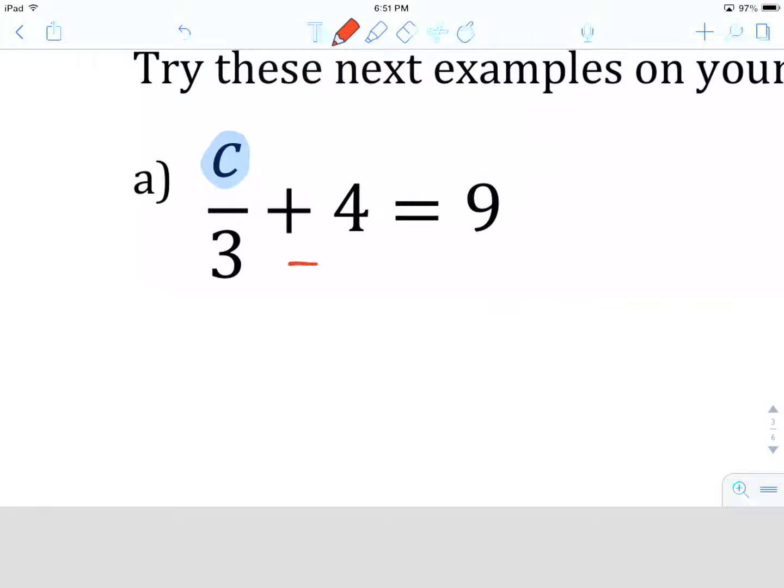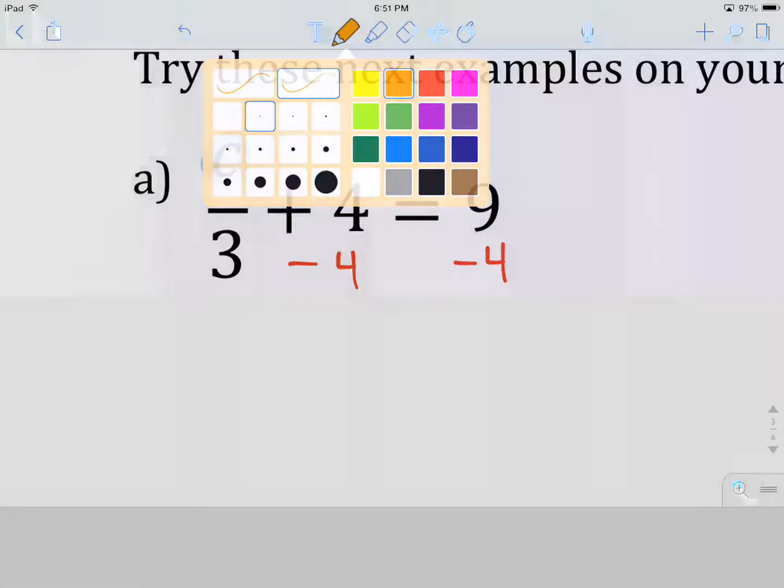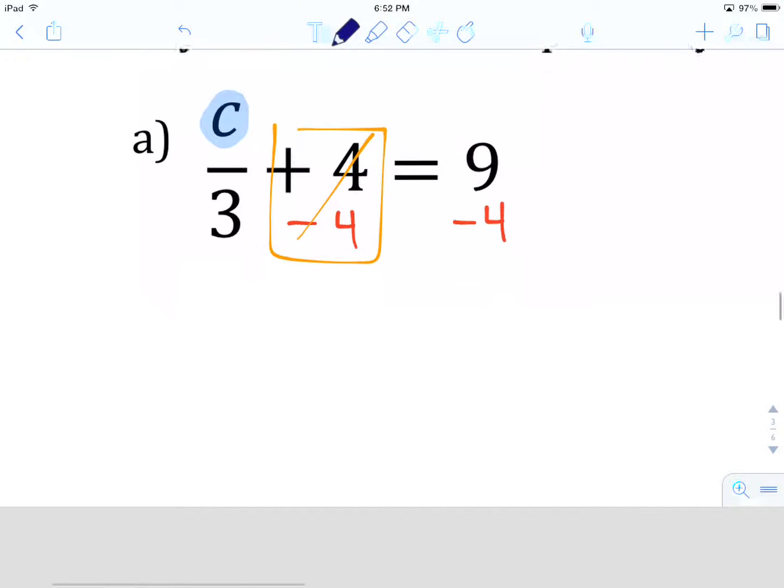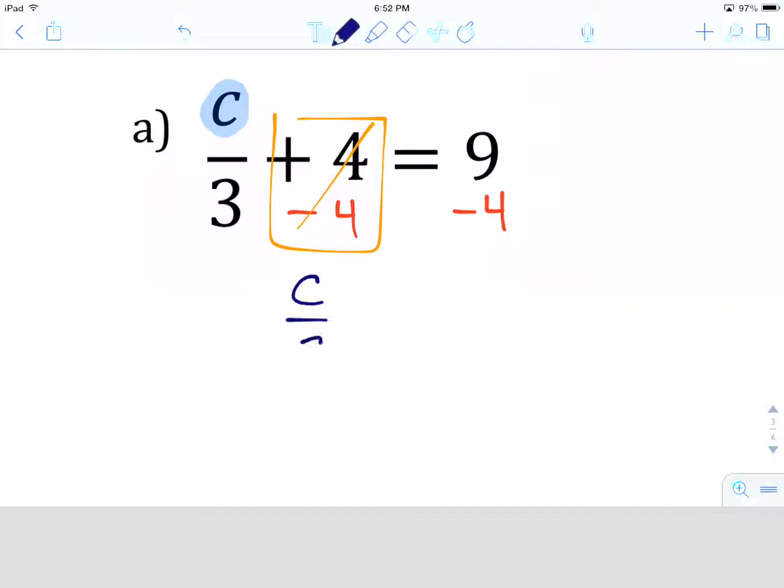So I'm going to write that just underneath, and I'm going to write it on both sides since we have to maintain the equality of our equation. So this operation, adding 4, subtracting 4, they have undone each other. We're left with c divided by 3 on the left side of our equation, and on the right side we have 9 subtract 4, which is 5.